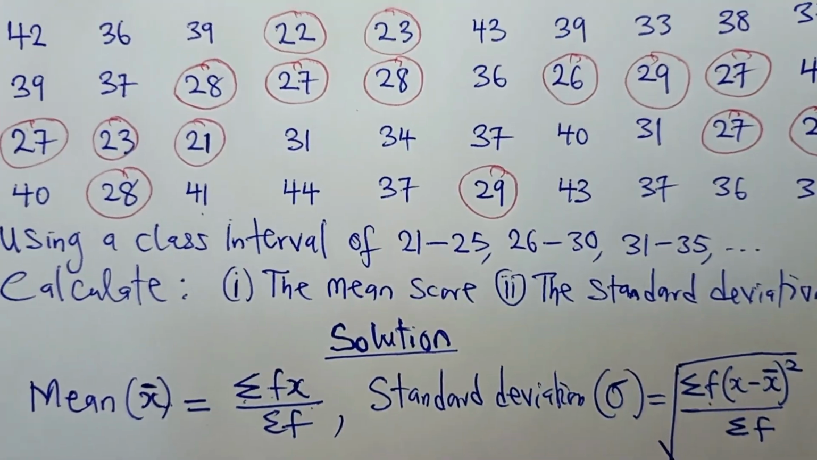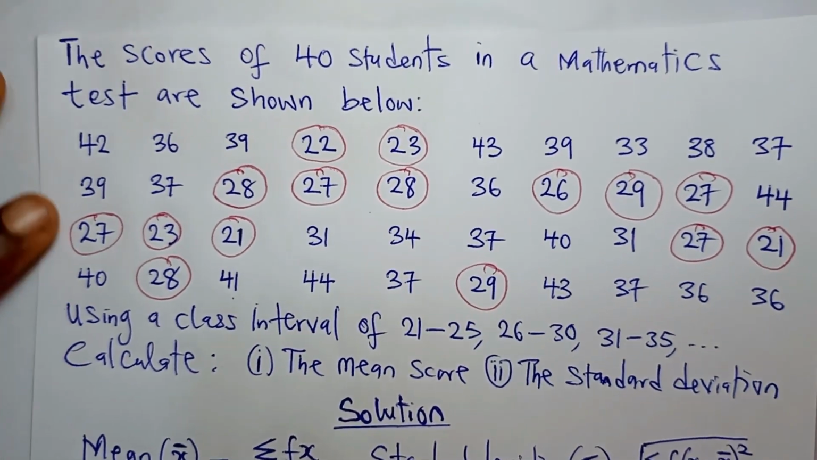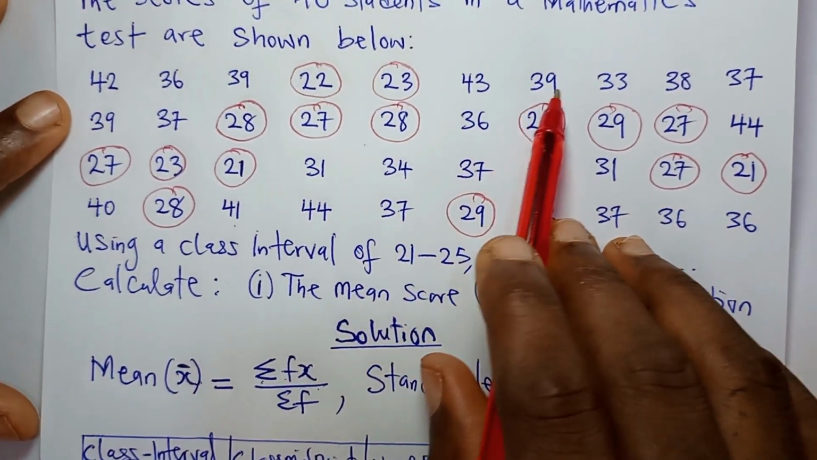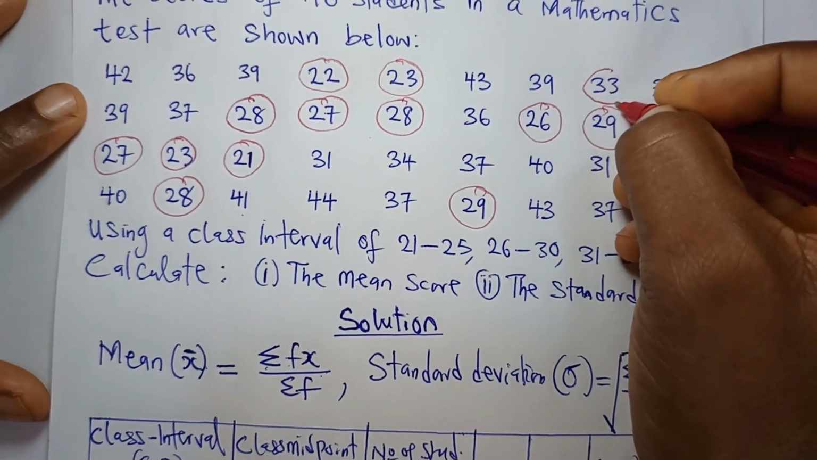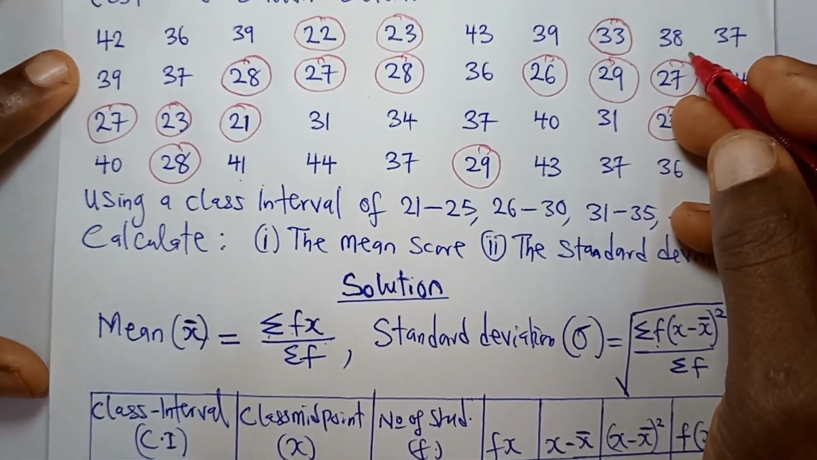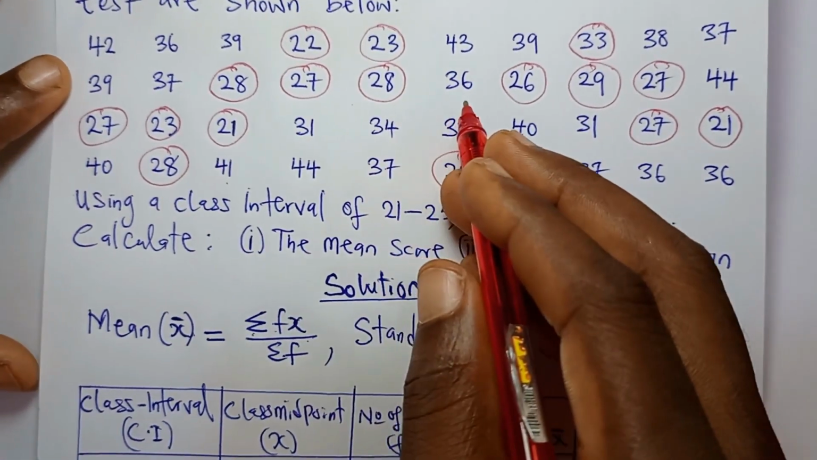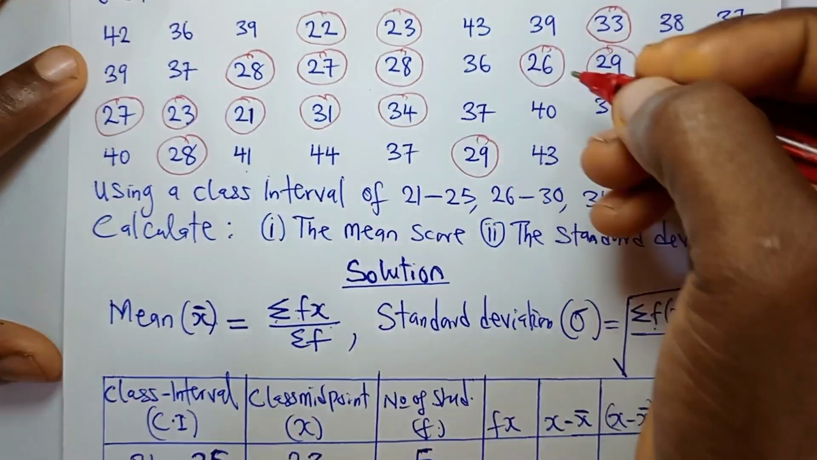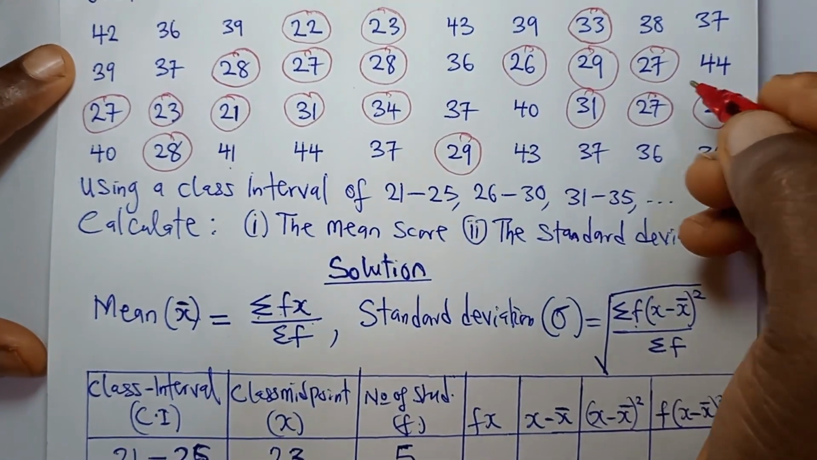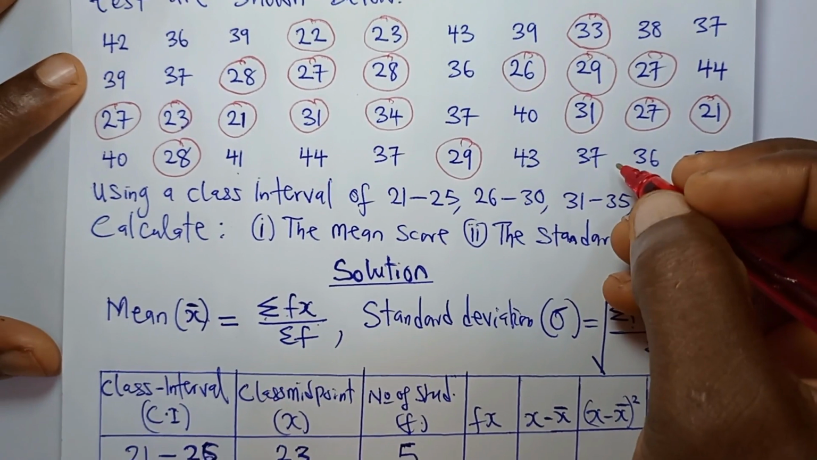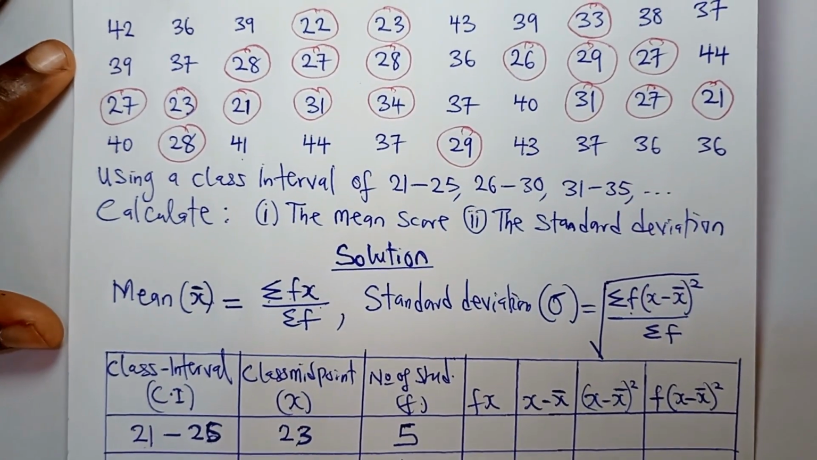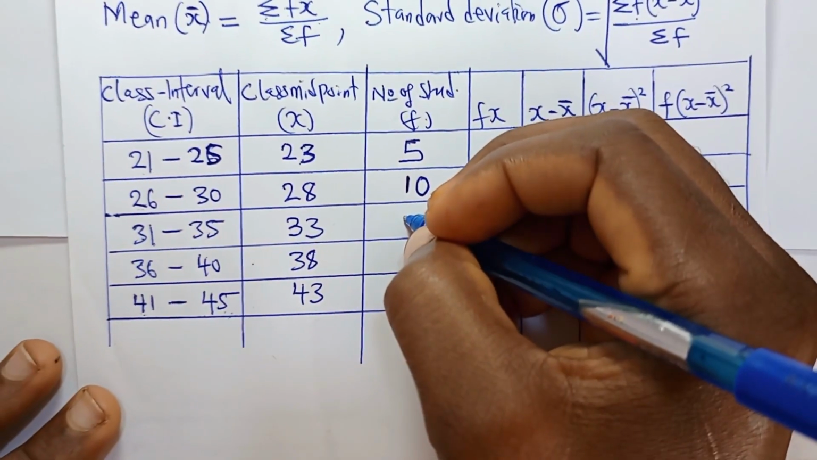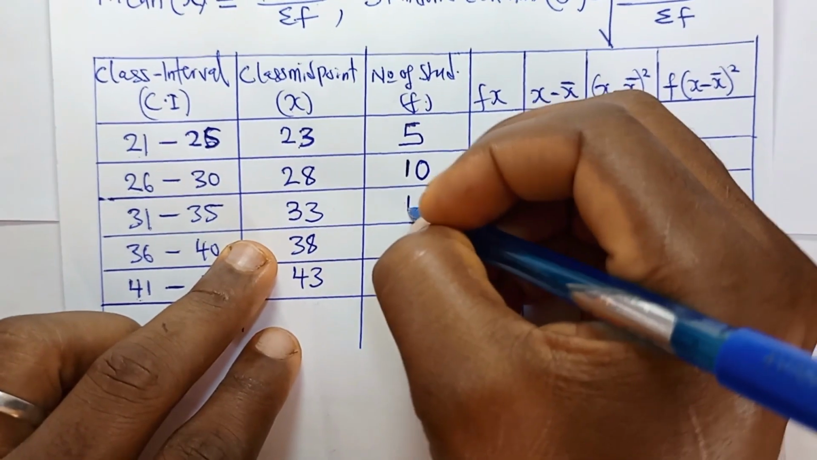Let's go to the distribution again. 31 to 35. Let's count. I think there is 1 here. 2, 3, 4. We have 4. So I will come to frequency under the interval for 31 to 35. I will write what? 4.